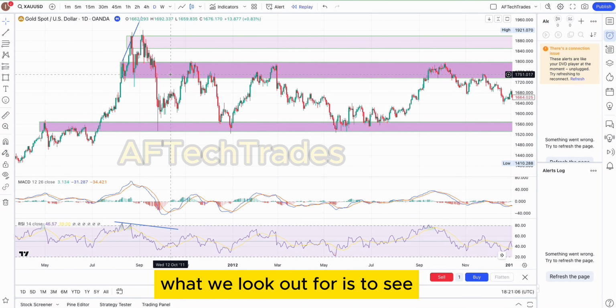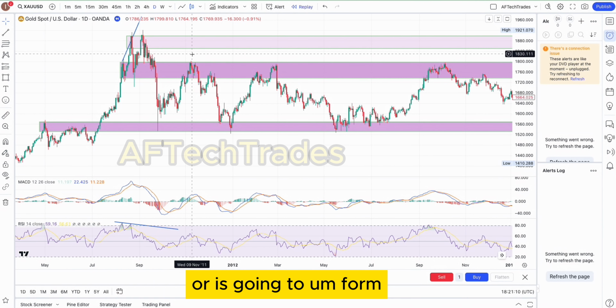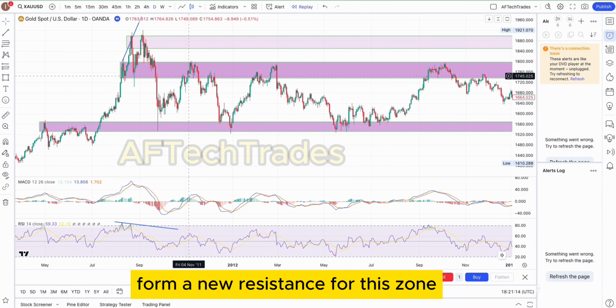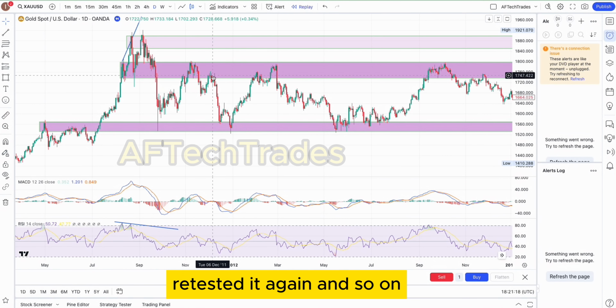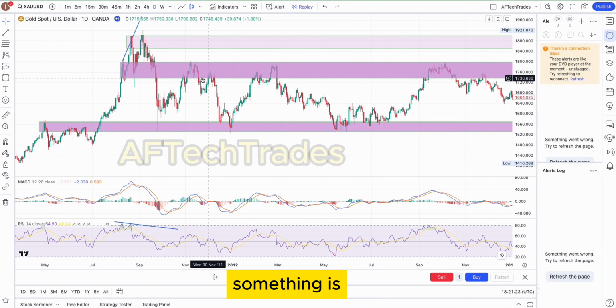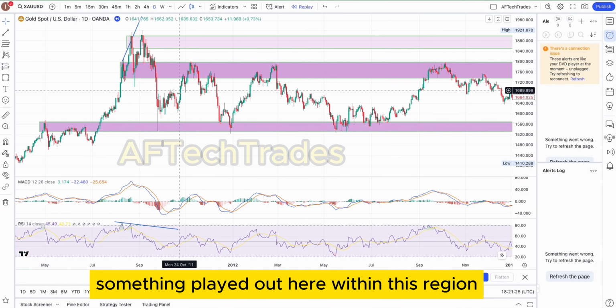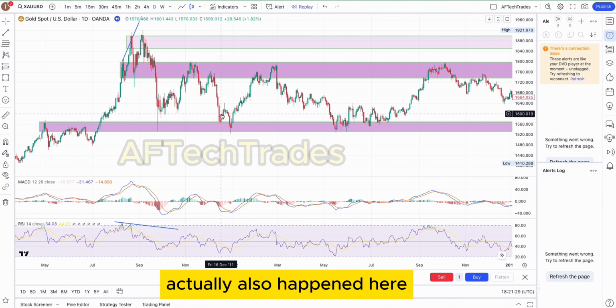Approaching this region, what we look out for is to see whether it's going to break it again or it's going to form a new resistance for this zone. In this case, it became a resistance. It came down, retested it again, and so on. And if you have also watched our video, something played out here within this region. The Elliott wave theory actually also happened here.